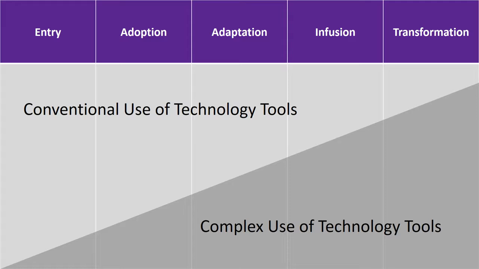We also see general differences in the way technology tools are used. An entry-level lesson is a lot more likely to involve simple, conventional use of technology tools, things that we've seen every day, like a projector or a document camera, regardless of which tools those are. But as we move toward the transformation level, we are much more likely to see innovative or complex uses of technology integration.